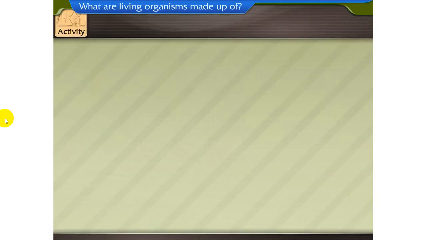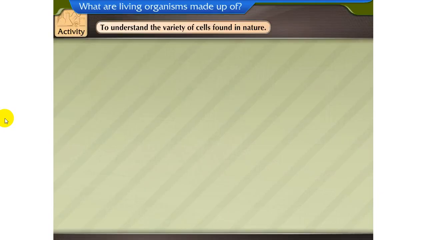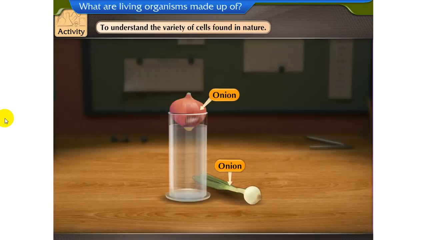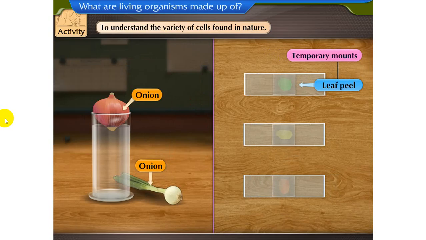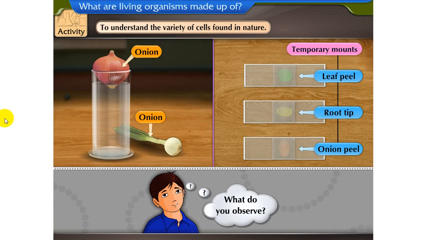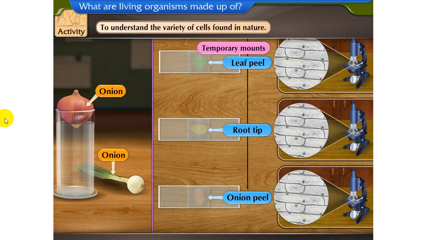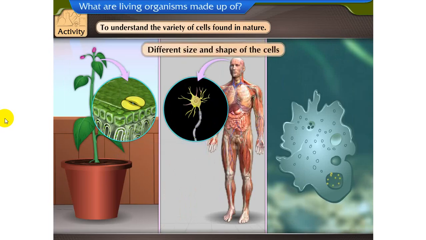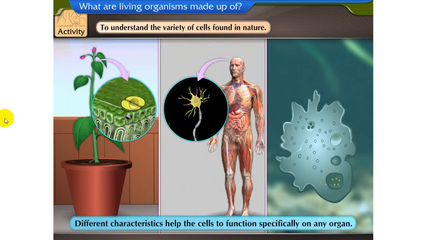Let us perform another activity to understand the variety of cells found in nature. Take different sizes of onions and prepare temporary mounts of leaf peels, root tips or peels of onions. What do you observe? You would observe that the basic structure of all the cells is the same, whereas some organisms have cells of different kinds. The shape and size of the cells are different. These different characteristics help the cells to function specifically in any organ.